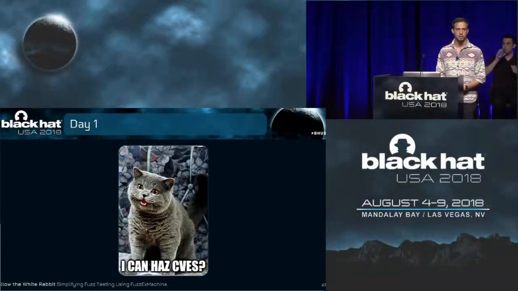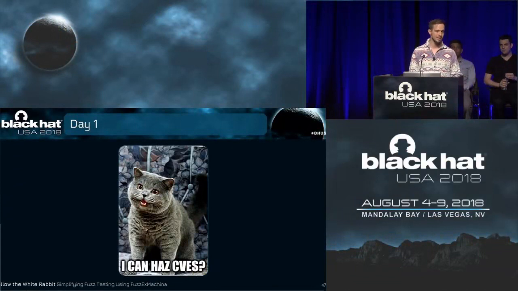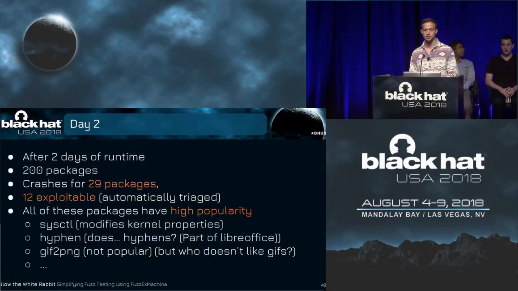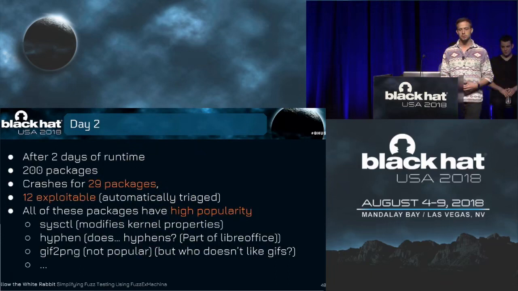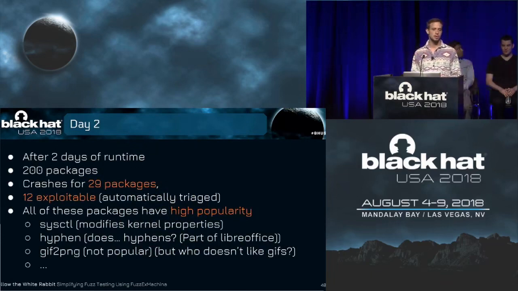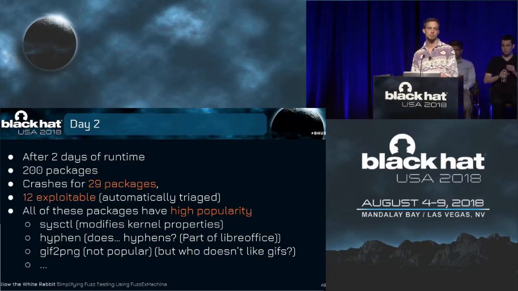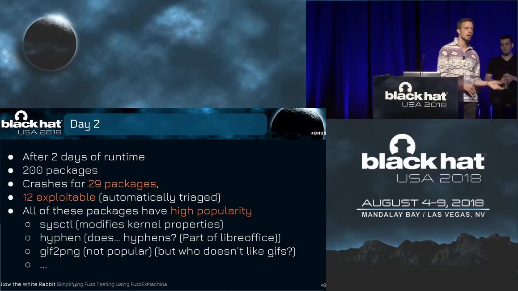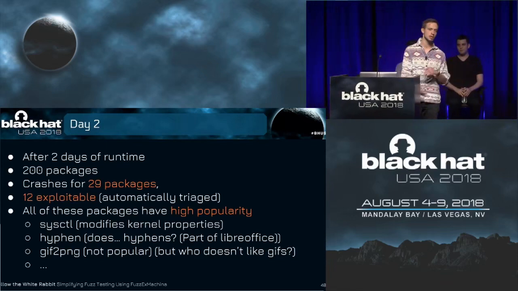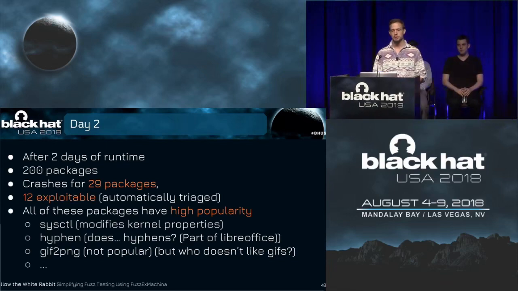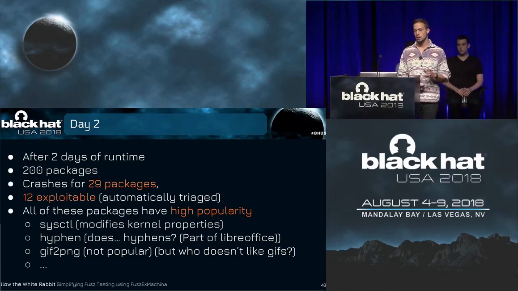On the first day, we had the first crashes, but the next day we were happy to find more crashes. After the second day, of those 200 packages, 29 of them had binaries that crashed. 12 of them were exploitable, according to our automated triaging. That doesn't mean that the others are not exploitable, and it doesn't mean that all of them are super severe bugs that can be exploited over the network. It just means that these are things like heap out-of-bound reads or writes or something like that.